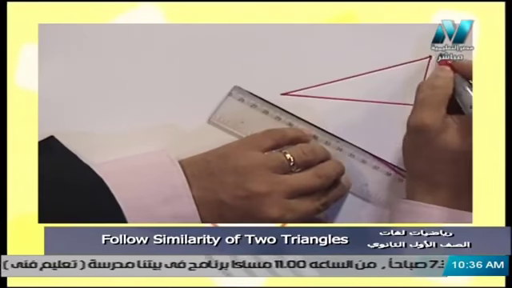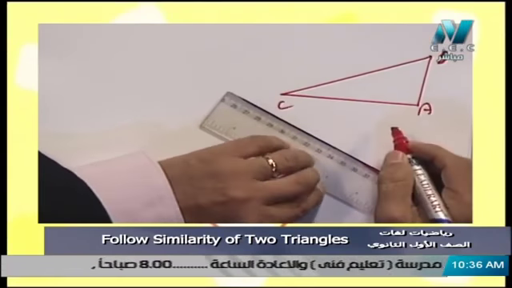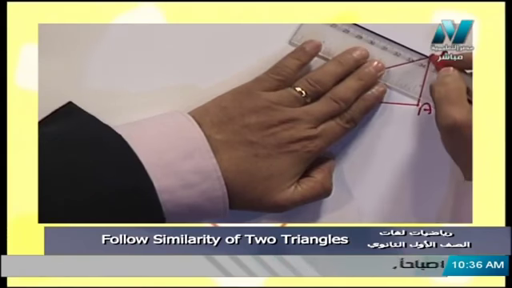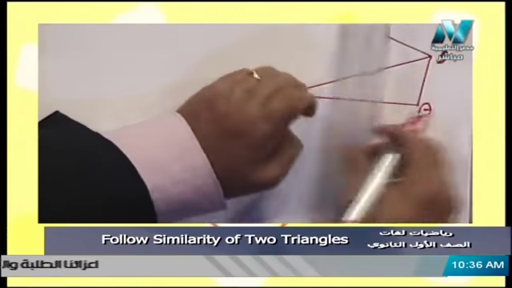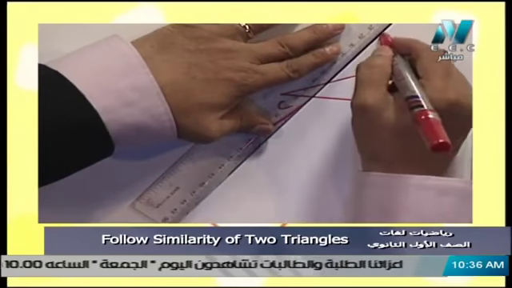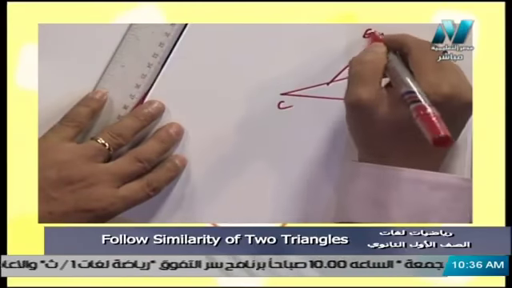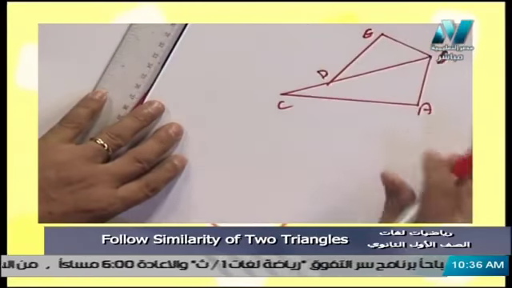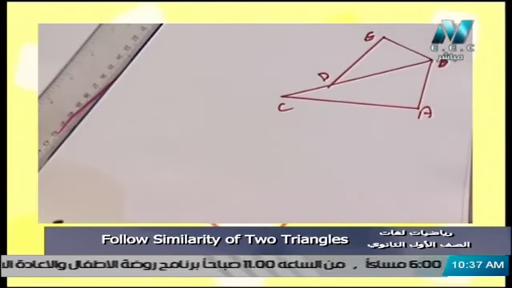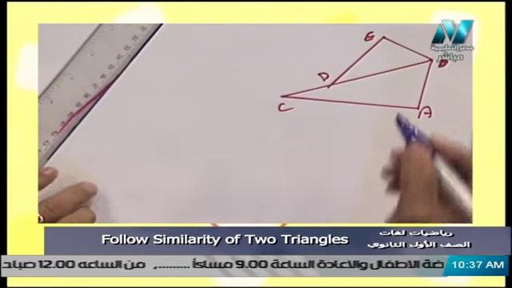This is triangle BAC, and we have another triangle similar to the first one. We called it BED. Okay, so we have two triangles here, and we have some lengths.